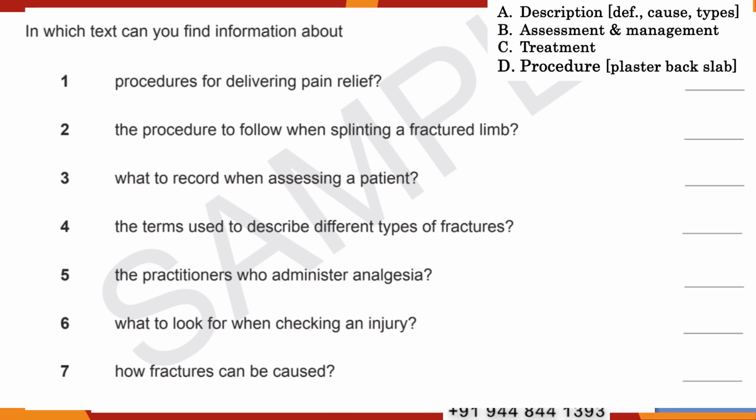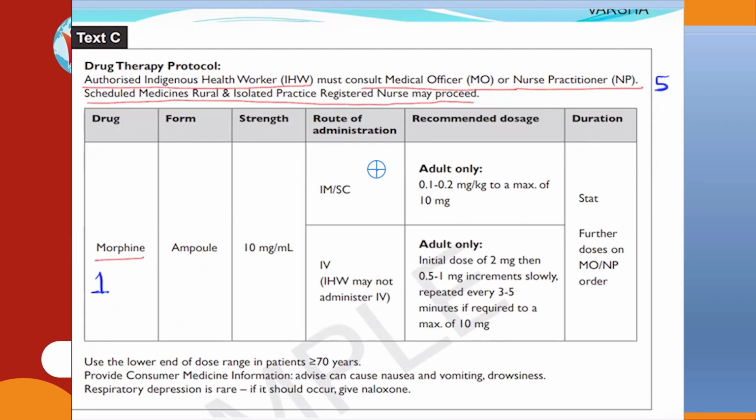So, first question: procedures for delivering the pain. Here I will say the answer is C, but how is it C? As I divided the texts into A, B, C, D, according to that, the first answer is C. We go to the C paragraph, where we can locate our answer.